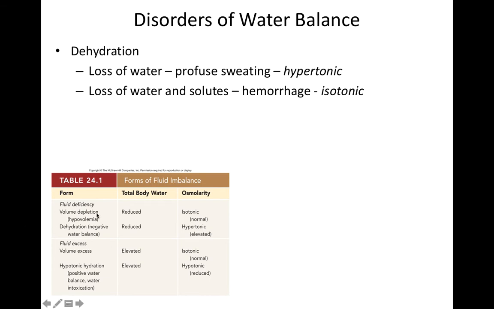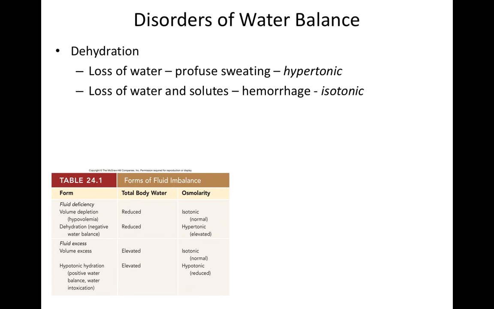Volume depletion would be a loss of water and solutes at the same time. So, for example, through a hemorrhage. This is going to maintain isotonic conditions. We are not going to trigger any of our mechanisms that deal with hypertonicity when we are losing water and solutes at the same rate.